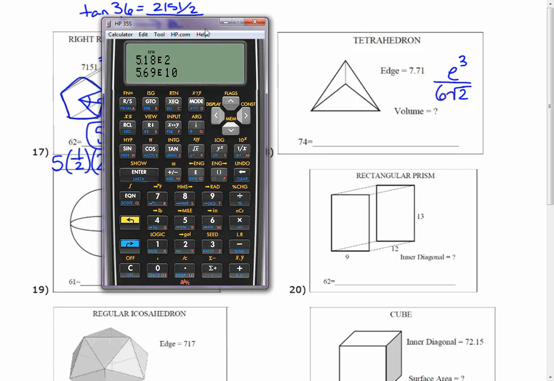So we're going to have our 7.71, enter. We want to raise that to the third power, so 3 y to the x. We'll do 2 square root 6, and we'll multiply and divide. So we get 5.40 times 10 to the first, or move that decimal over once and get 54.0.